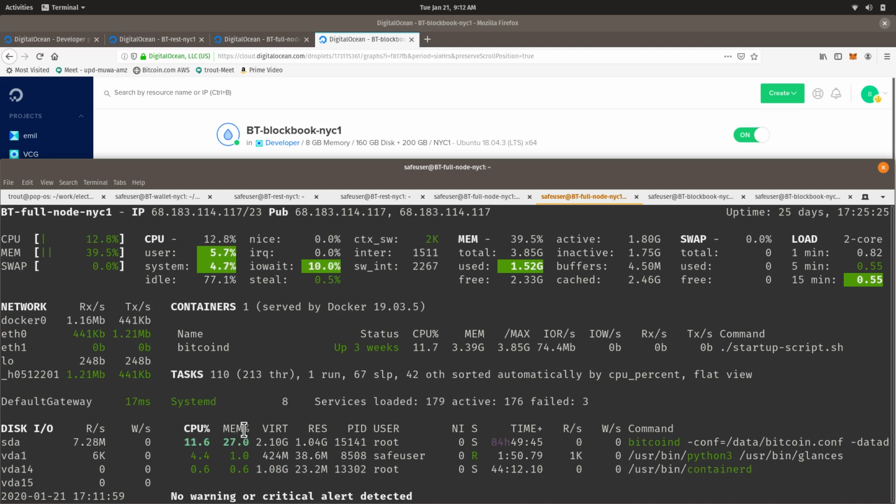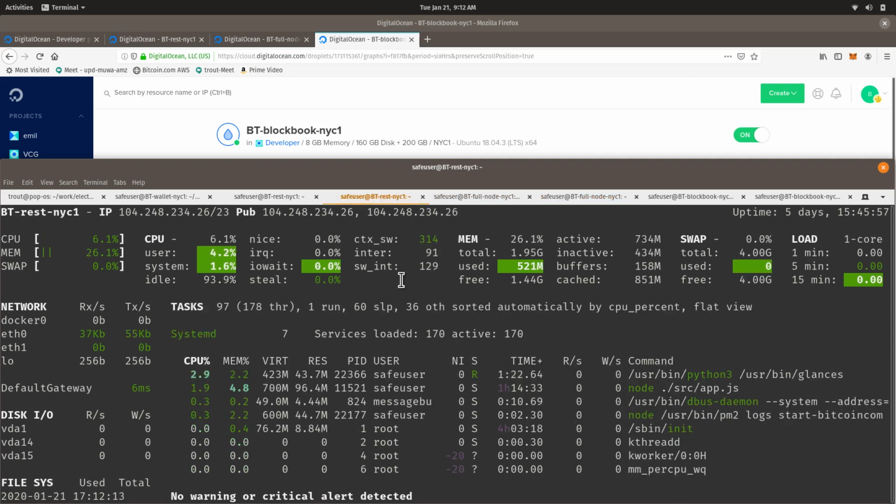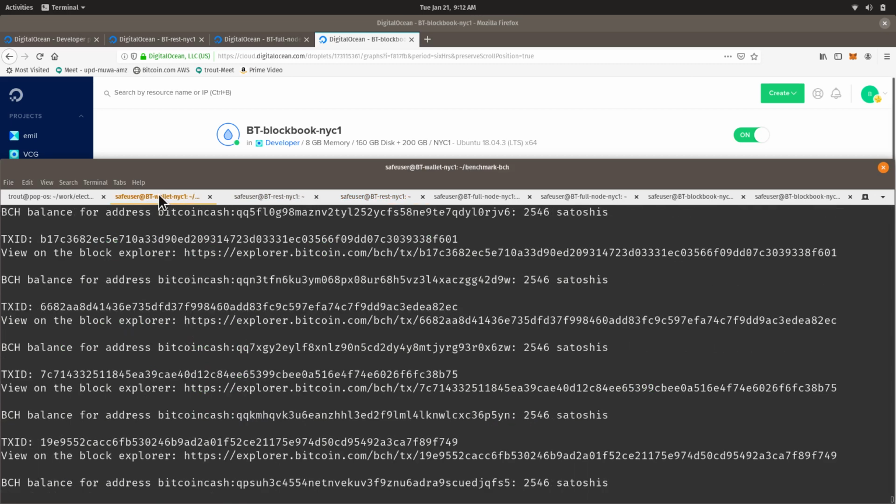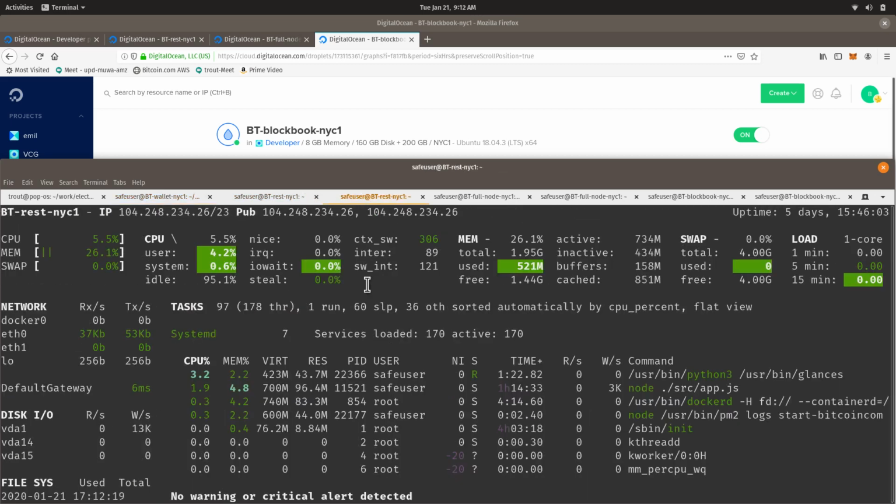So this is a 2-core CPU or a two CPU VPS droplet. And I believe that it's multi-threaded. So Bitcoin D is. And again, REST not stressed at all. Yeah, this is still going on.